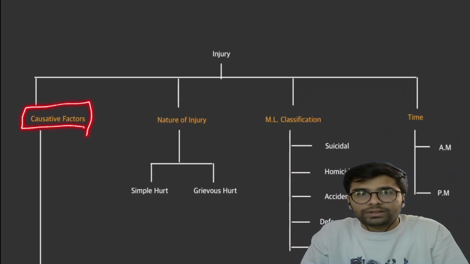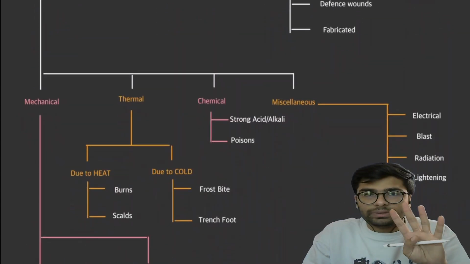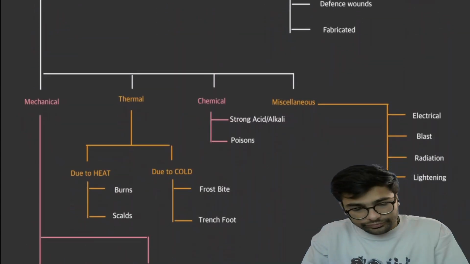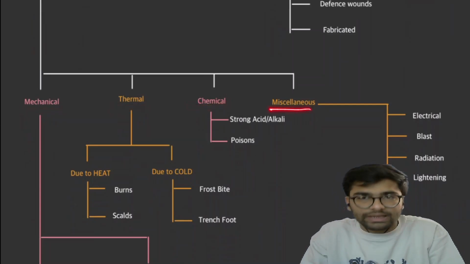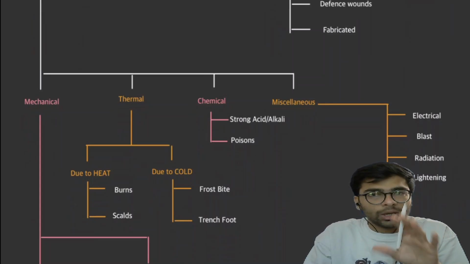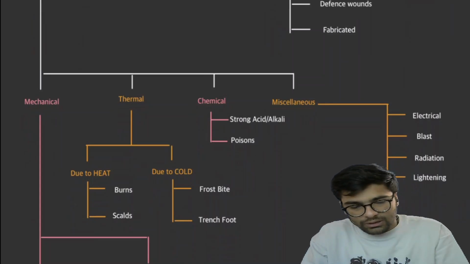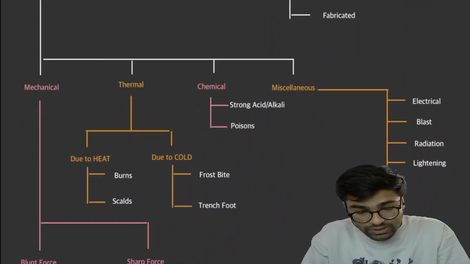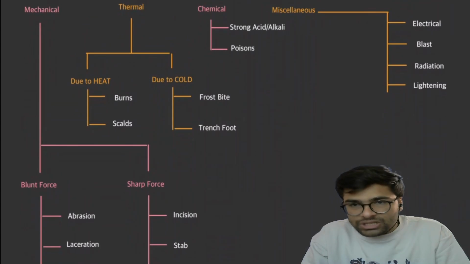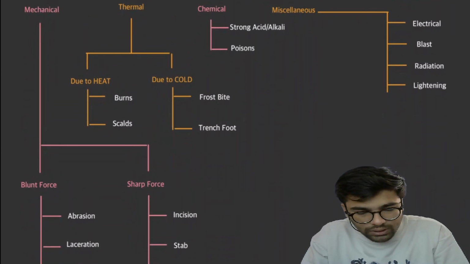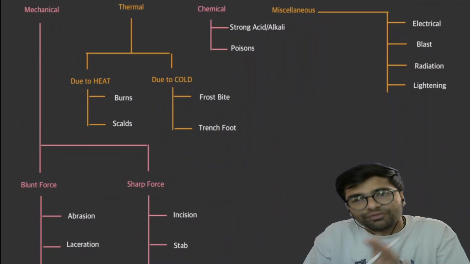Based on causative factors, we have four subtypes, and they are mechanical, thermal, chemical, and miscellaneous. Mechanical injuries, thermal injuries, chemical injuries, and miscellaneous injuries. Now let us see mechanical injuries in detail. Mechanical injuries, let us trace this pink line, and mechanical injury is further divided into blunt force and sharp force. Blunt force injury and sharp force injury.